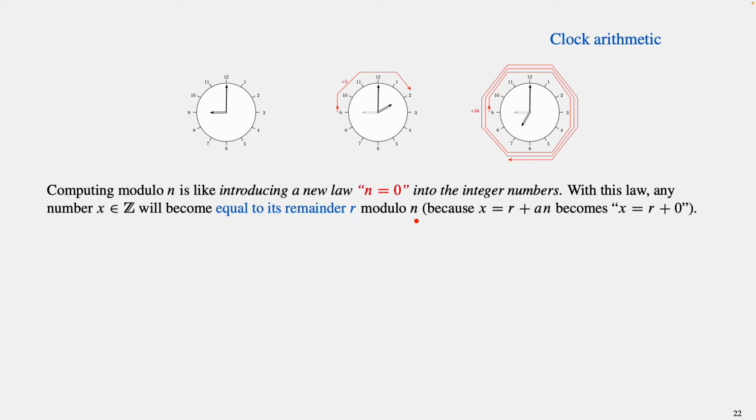And with this new law, any number in the integers will become equal to its remainder r after introducing the new law, modulo n, of course. This is because x is equal to r plus a times n, where r is the number between 0 and n minus 1. And here we have some multiple of n. But if the new law applies with n equal to 0, then this becomes just 0. So we have x equal to r plus 0. So x and its remainder modulo n are the same after applying the new law. And on the clock, for example, where we have n equal to 12, the new law would be 12 equal to 0.